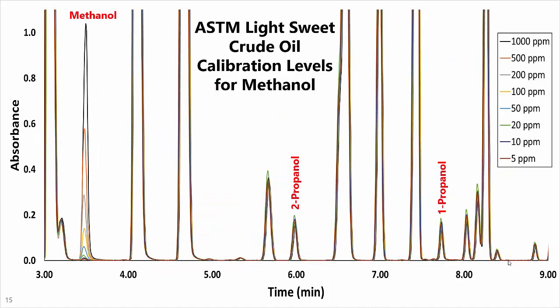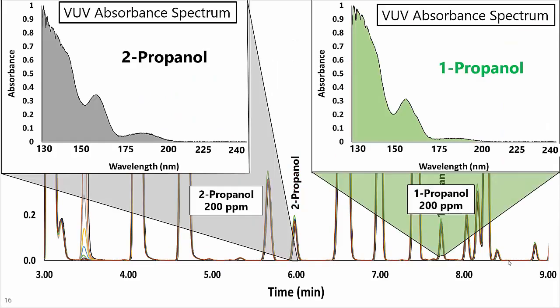Similarly, in this slide, I'm showing where the 2- and 1-propanol elute, at 6 and about 7.5 minutes respectively. And even when we look at their VUV absorption spectra, keep in mind that they are isomers of one another at 200 ppm in solution, and again, we're quite easily able to distinguish them from one another.